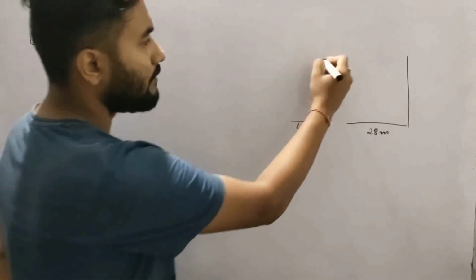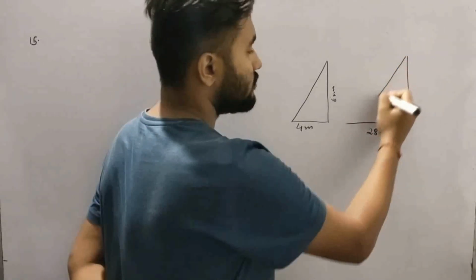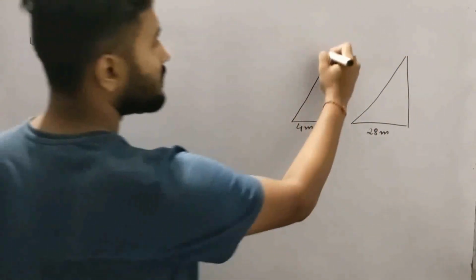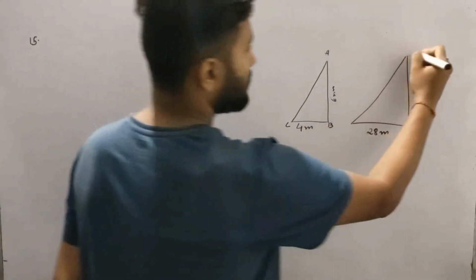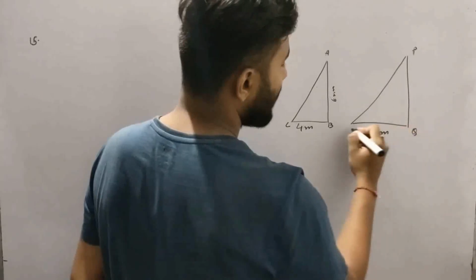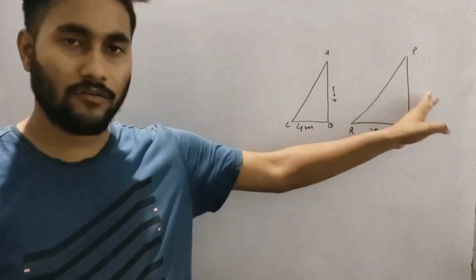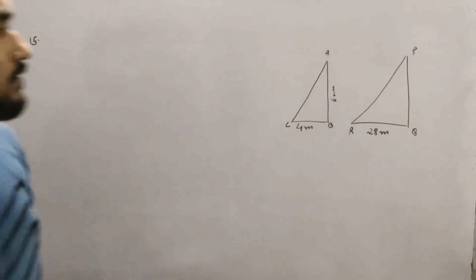So simple, at first you make triangles, these are right angle triangles. Otherwise how will we solve this question, right? Name them. So this is A, B, C and this is P, Q, R. We have to find the height of the tower, which means we need the length of PQ.